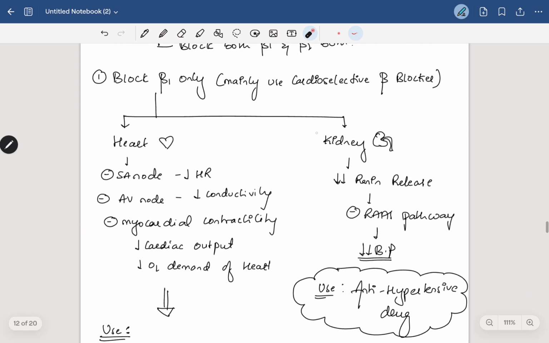Now, the second action was on kidney. Kidney, what it does, it reduces renin release. It inhibits the RAS pathway, because of which there is decrease in BP. It is used as an antihypertensive drug.